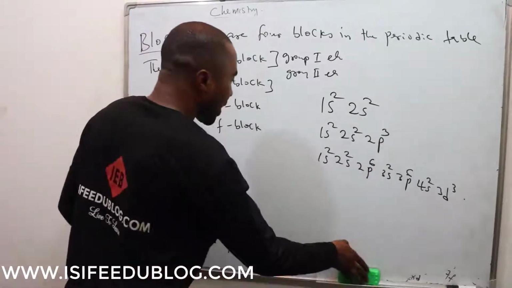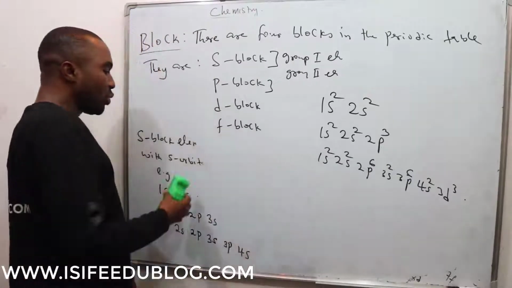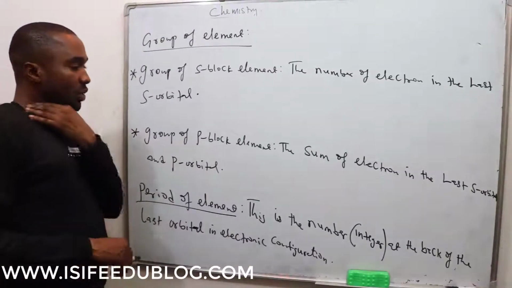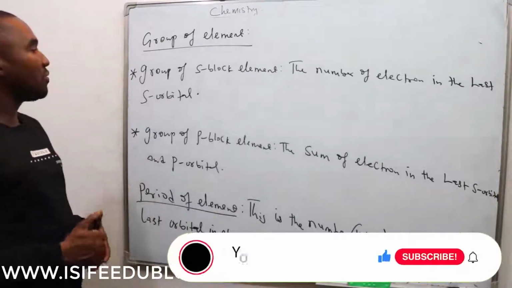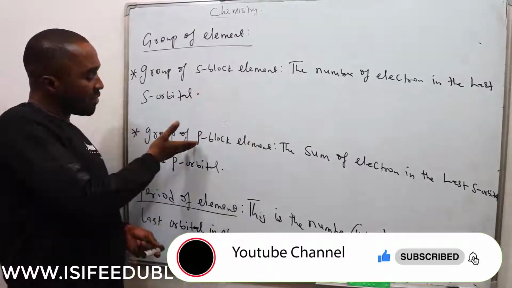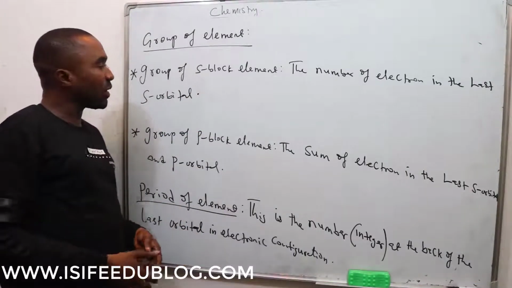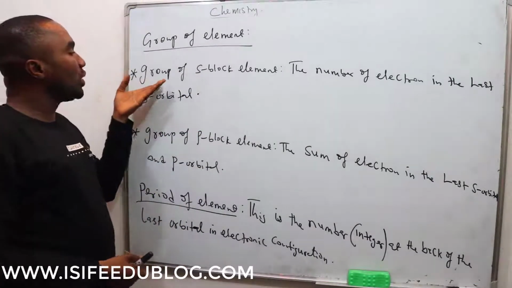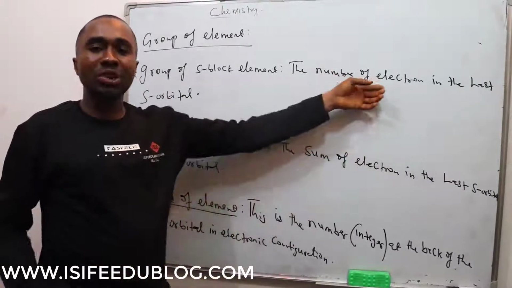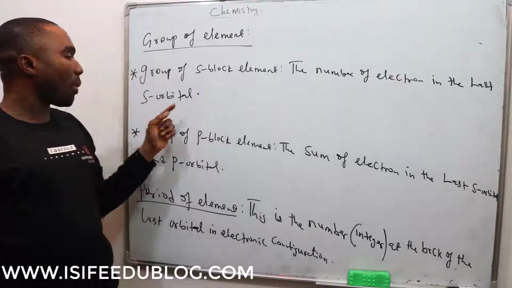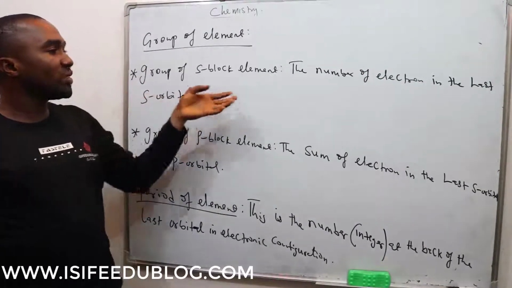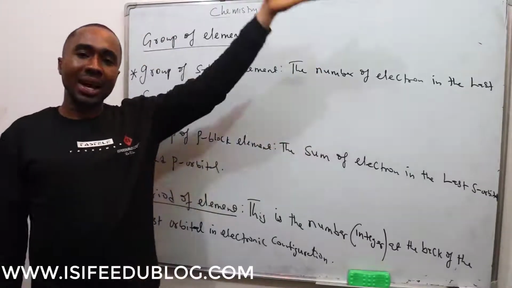So the next thing we talk about now is the group. How do we know the group of elements? So we have the S block elements, we have the P block elements, and the rest of them. If you want to know the group of S block elements, it is the number of electrons in the last S orbital. We will see that during the examples. The group is just the number of electrons in the last S orbital.